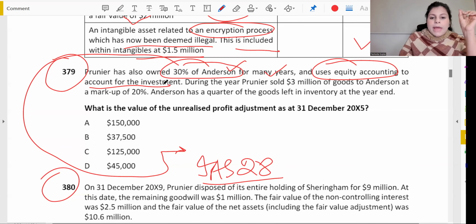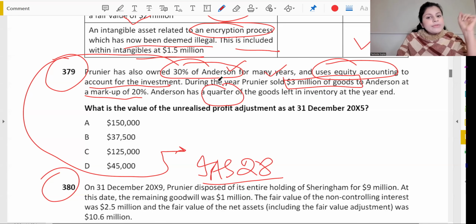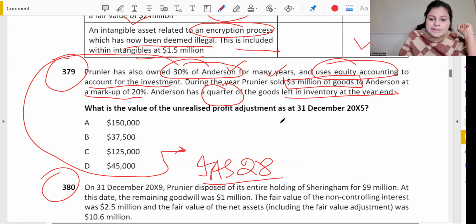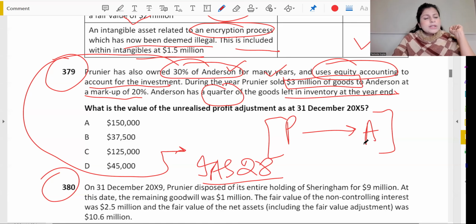During the year, parent sold 3 million of goods to associate at a markup of 20%. And quarter means 1/4, so 1/4 of these goods are still there in the inventory of the associate. So this is an intra-group sale between parent and associate, where parent is selling goods to the associate. So first tell me, what's the journal entry? When parent sells goods to the associate, how do you derecognize the PURP?